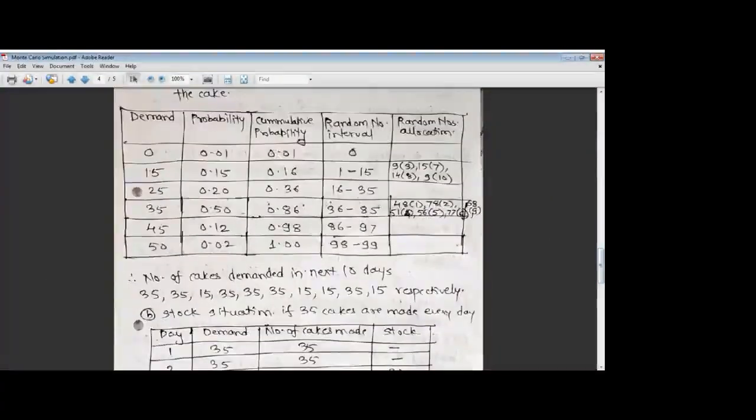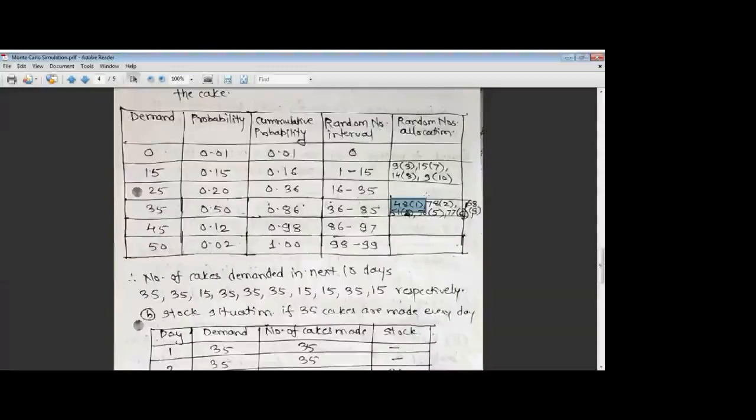So for 48, which happens to be the first day, we have been asked to simulate the cake demand. So the cake demand for your first day will be how much? It will be 35, because it falls in this particular row. All the days which fall in this row will have the cake demand as 35.